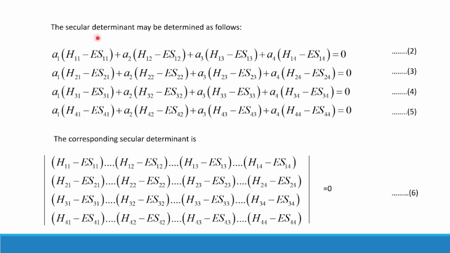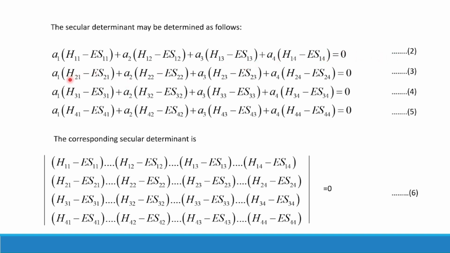The secular determinant may be determined as follows. Take a1: this is the first orbital coefficient, representing the first carbon atom. So (H11 - ES11) a1 + (H12 - ES12) a2, with first orbital and second carbon atom, likewise first orbital and third carbon atom, and similarly first orbital and fourth carbon atom. So equation number 2 may be given in this form.